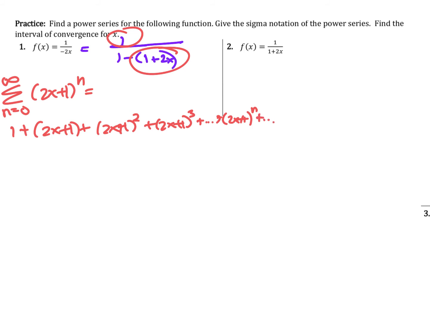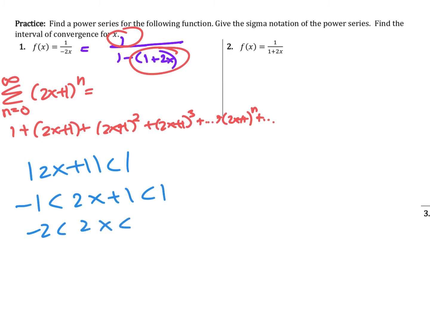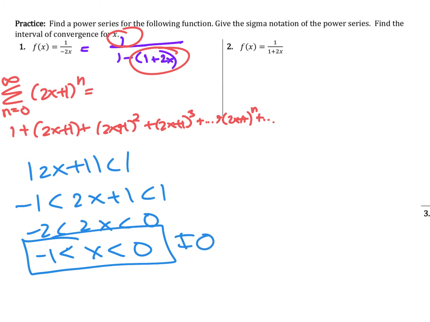Now, if we were going to find the interval of convergence, we're going to take the absolute value of our ratio. It needs to be less than 1. So -1 is less than 2x plus 1 is less than 1. If I subtract 1 everywhere, and then divide by 2, -1 is less than x is less than 0. This would be our interval of convergence.